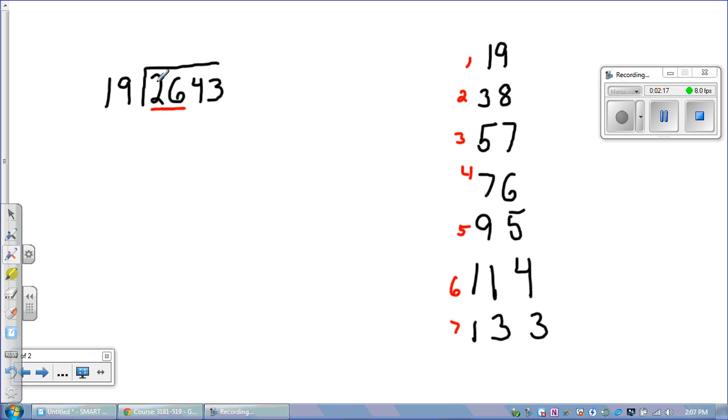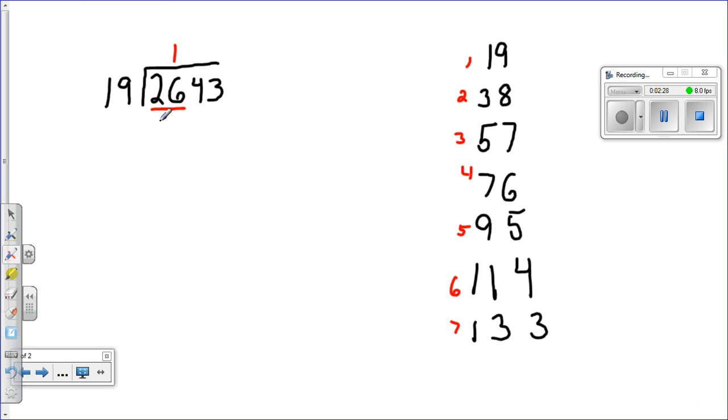So, 19 goes into 26. Well, we're looking on our list of numbers over here. We're trying to figure out a number that's less than 26. So it's 19. So how many of them do we have to use? We had to use 1. We had the 19 there. We subtract. We did this last week.